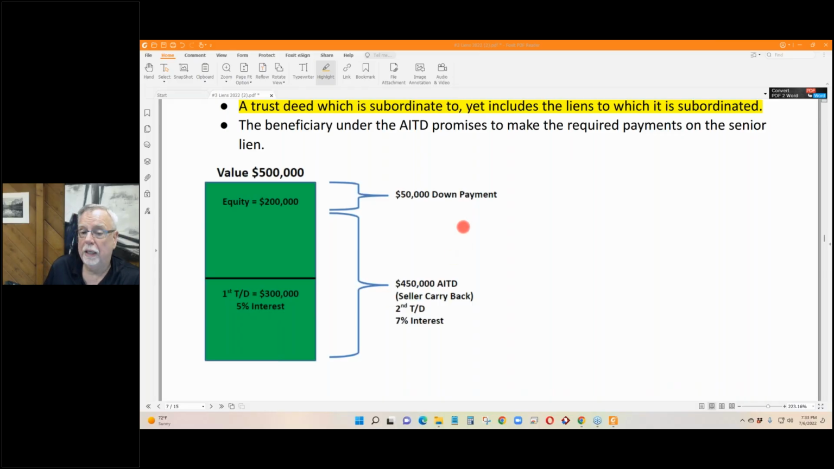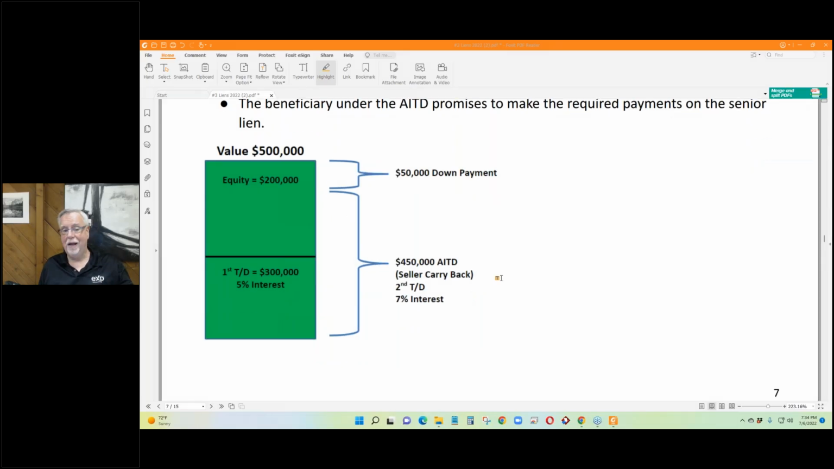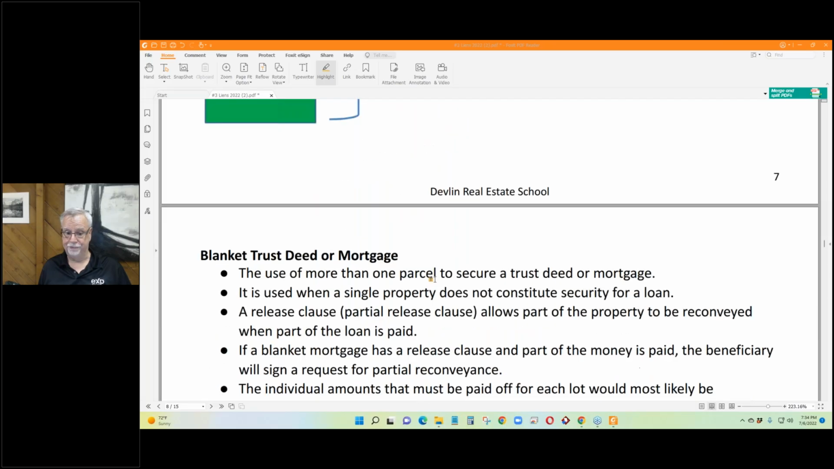So I said, you might want to talk to a lawyer because there are implications of doing this. And he said the kid wants to buy the property, and it's all right, so buy the property. So this is a trust deed that is subordinate to, right? So this is the second. It is subordinate to the first, but it includes the liens to which it is subordinated. The reason they call it a wrap is that it wraps around the property. That's the metaphor. So when you make payments on your all-inclusive trust deed, they have to make payments on the underlying loan.